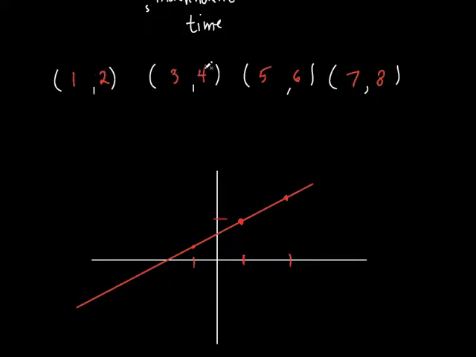What about this one, 3 to 4? Are there any other things in here where 3 goes to another number? No. What about 5, 6, and 7, 8? Is that a function right there? Yes, it is, because every x value only goes to one y value.